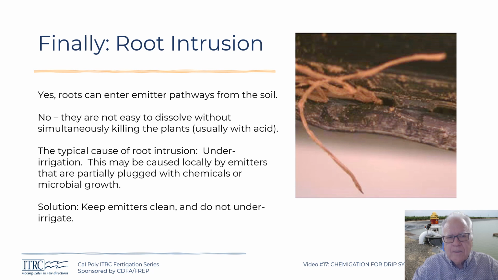And so what do you do? A typical cause of root intrusion, from what I've seen over the years, happens a fair amount. It's almost always associated with under irrigation. And under irrigation can be two different ways. One is, believe it or not, you can have localized under irrigation around an emitter if an emitter is partly plugged. So what's this say? You want to reduce root intrusion? Make sure your emitters stay clean. And that's from the inside out. Keep them clean, don't under irrigate, and you can drastically reduce root intrusion.